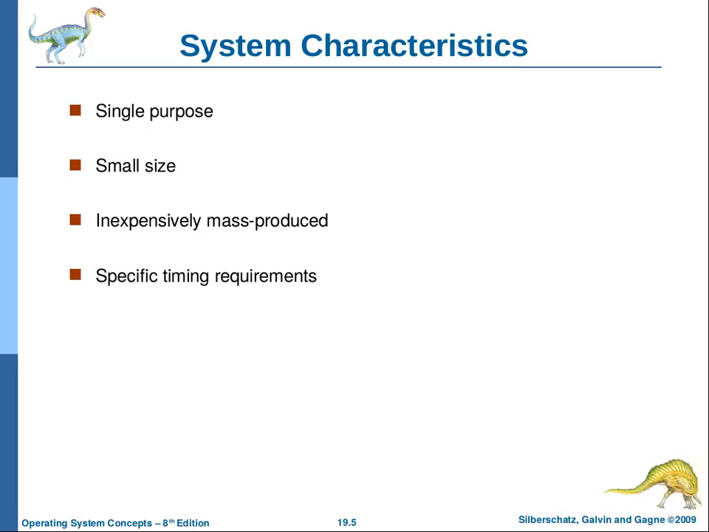All right, single purpose. For example, automotive: it's only there to compute what the next air-fuel ratio is. That's all it does. Very special purpose, very small, and usually inexpensive to mass produce. Now, creating one can be somewhat expensive, but when you mass produce it, it's very cheap, and then you're going to have very specific timing requirements. These are four common characteristics. Now, it doesn't necessarily have to be small or single purpose or inexpensive, but you pretty much always have specific timing requirements. The first three are just what you normally encounter.